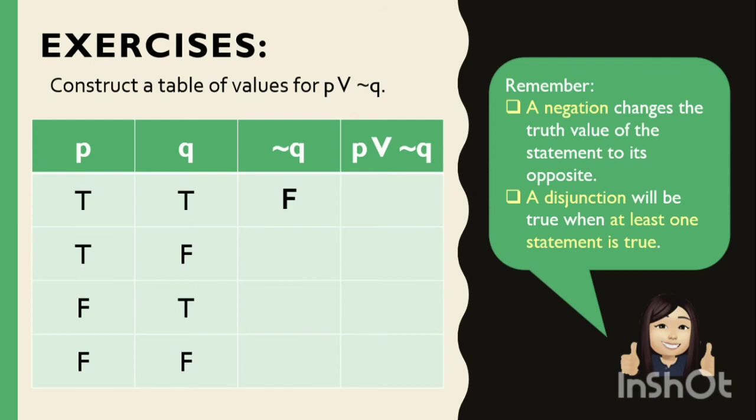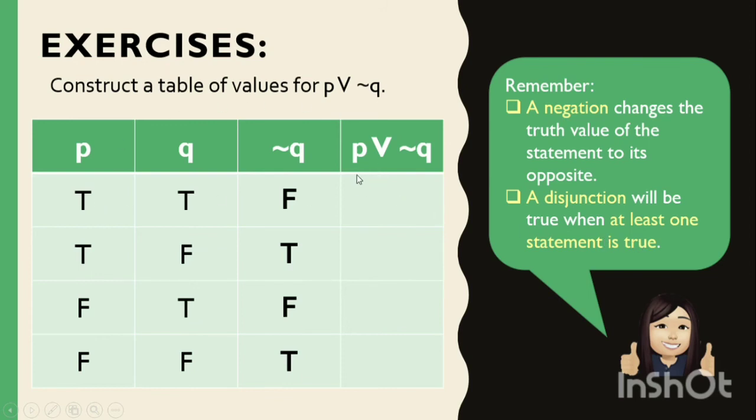If Q is false, not Q will be true. If Q is true, not Q will be false. If Q is false, not Q will be true. Now, take note, P or not Q is a disjunction. Take note, the disjunction will only be true when at least one of the statements is true.